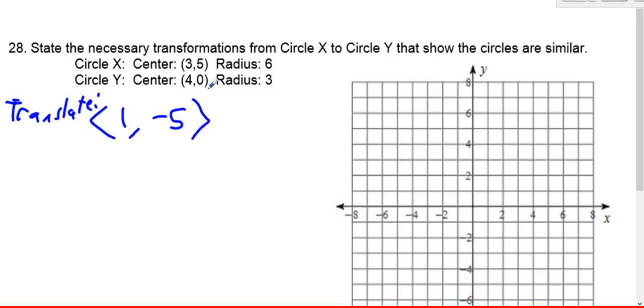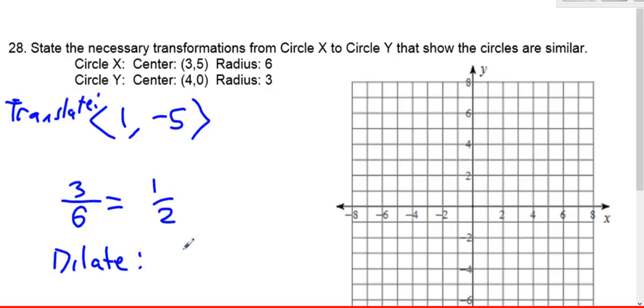And then the radius has to go from 6 to 3. So you put the image, which is 3, over the pre-image, which is 6. That gives you the scale factor is 1/2. So you will dilate with k equals 1/2. The scale factor equals 1/2.